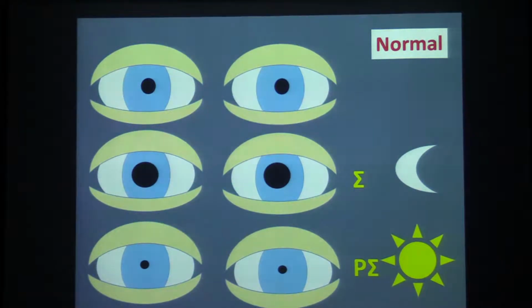Both systems act to open or close the iris depending on the light. Normally, at night, when the light is low, you open your iris to allow more light to enter the eye, and when there is sun, you shrink the iris, it is a miosis, to avoid too much light entering the eye.